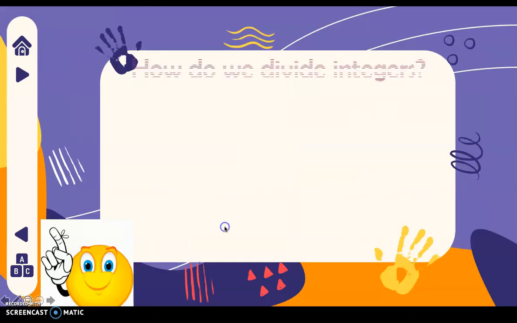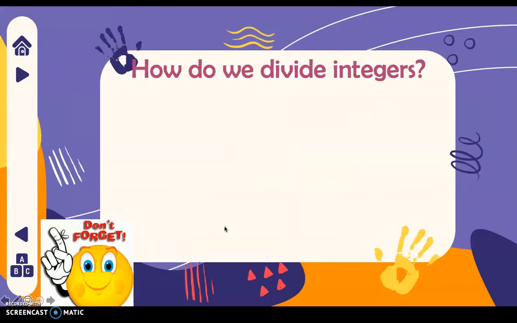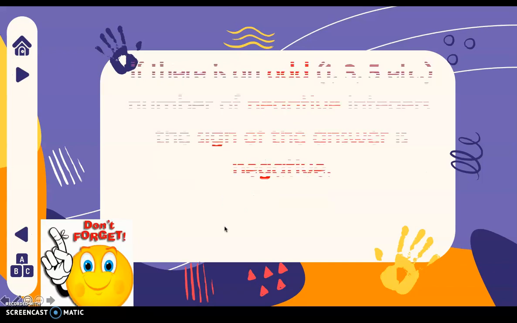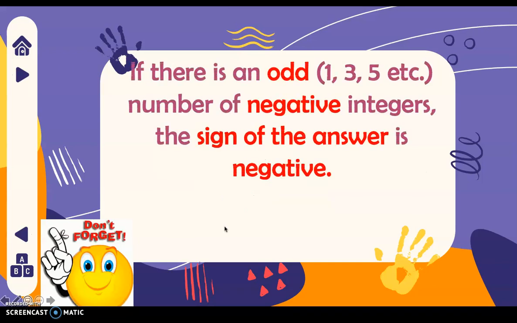Now this time, we are going to divide integers. So how do we divide integers? In dividing integers, we divide the numbers as if they are whole. Okay, so it's the same as multiplication. We divide as if they are whole. And if there is an odd number of negative integers, the sign of the answer is negative.